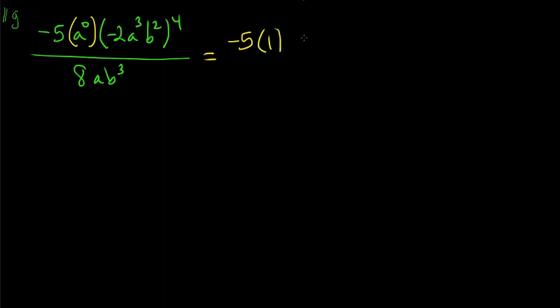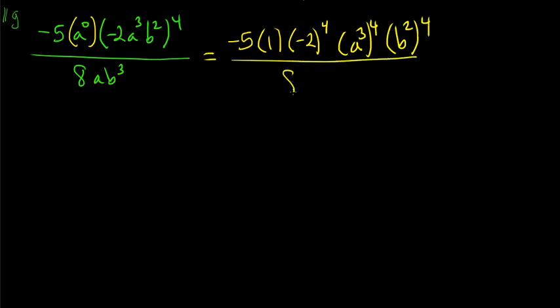And then everything in the parentheses gets an exponent of 4. So including the negative 2. Negative 2 to the 4, right? A cubed also to the 4, and then b squared also to the 4th power. In the denominator, there's nothing we can do with that at the moment, so we'll leave that alone. All right, so negative 5 times 1 is just negative 5. Negative 2 to the 4th is negative 2 times negative 2 times negative 2 times negative 2, which is positive 16. A cubed to the 4th power, right?